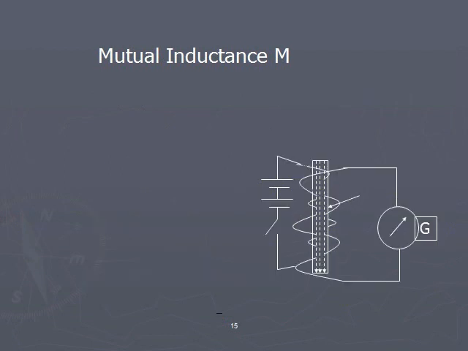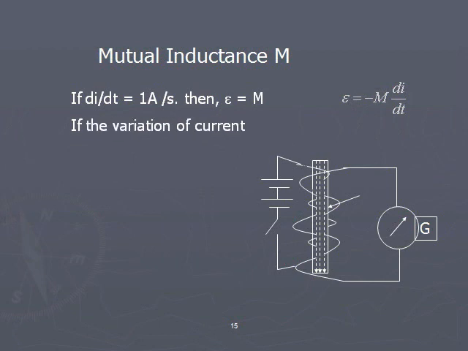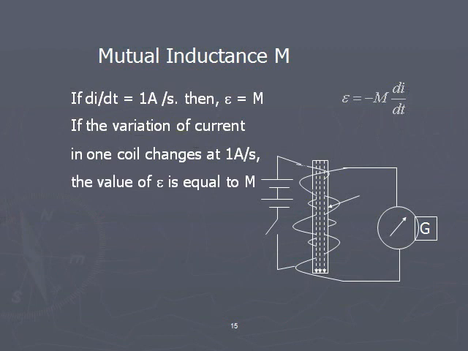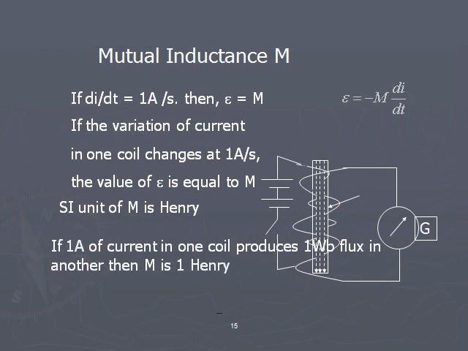So we can define mutual inductance as, if the variation of current in one coil is 1 ampere per second, then the value of induced EMF will be equal to the mutual inductance. Like this we can define mutual inductance, the coefficient of mutual inductance. The coefficient of mutual inductance is also measured in Henrys. The value of M will be 1 whenever, due to the flow of 1 ampere of current in the primary coil, the flux produced is 1 Weber in the secondary coil, then the value of mutual inductance will be unity, 1.